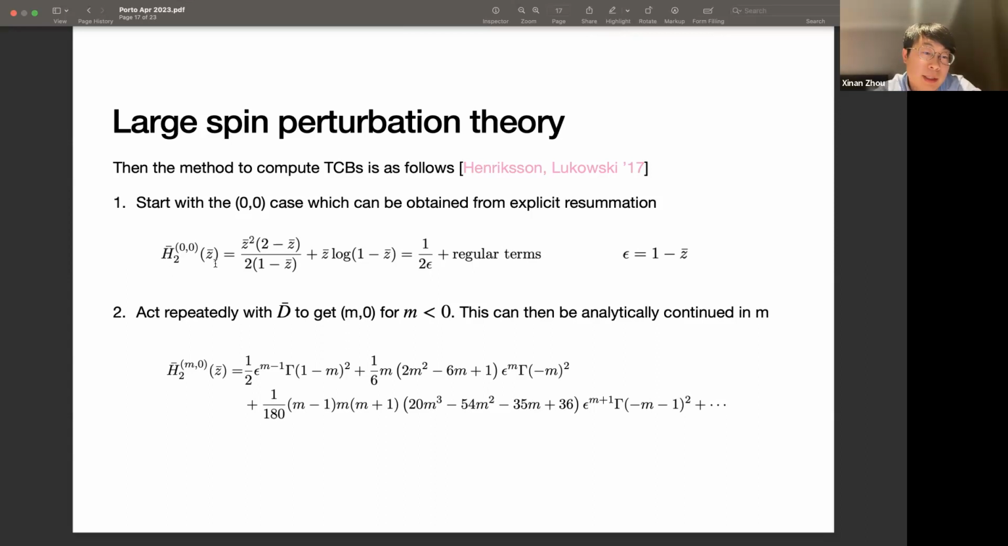Now, to get the twist conformal blocks we need to do the following. So we need to act on this starting point repeatedly with this d bar operator. So the d bar operator is going to decrease the value of m, so for these negative integer values of m, you can always reach them by acting with this d bar. And then after doing it a couple of times, you can get a general formula for all these negative integers. And it looks as follows in the small epsilon limit. And once you have this formula for negative m, you can analytically continue it to positive m, actually to all values of m.